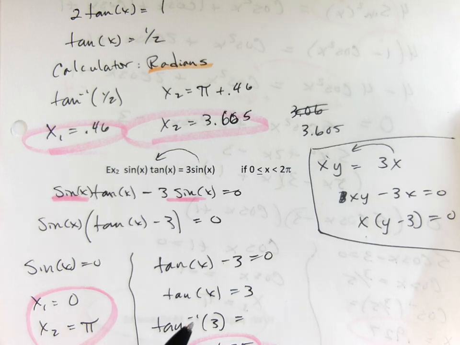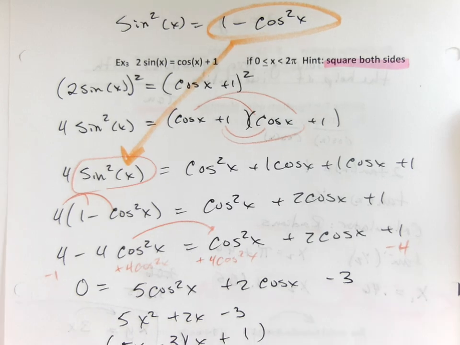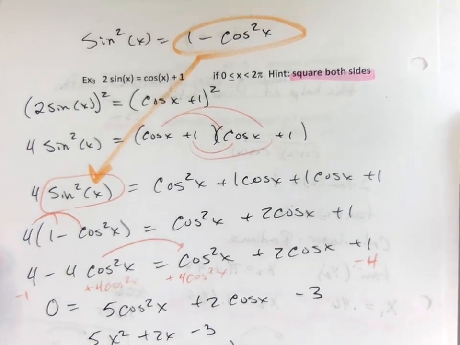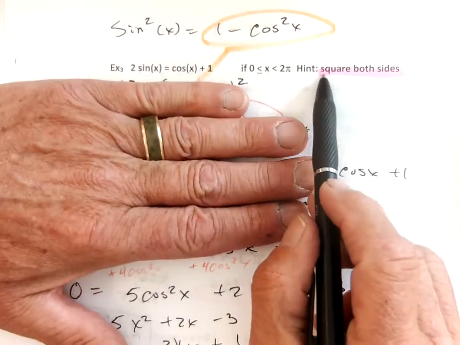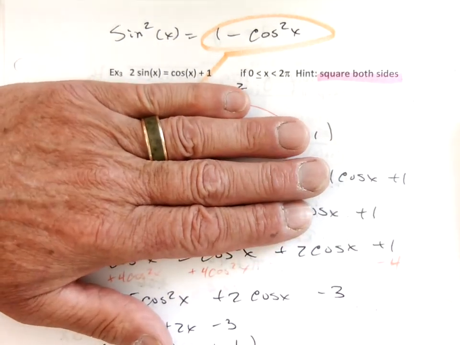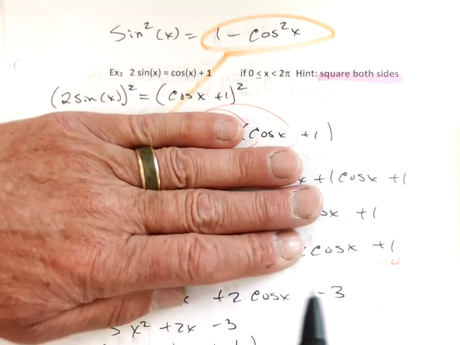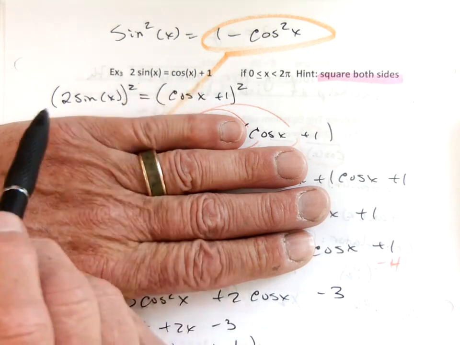Okay, let's turn the page. Now this is one big, huge problem, but let's take a look at it, okay? So, hint, square both sides. So I have to square both sides. So what I did is I squared it, and I wound up with squaring both sides.